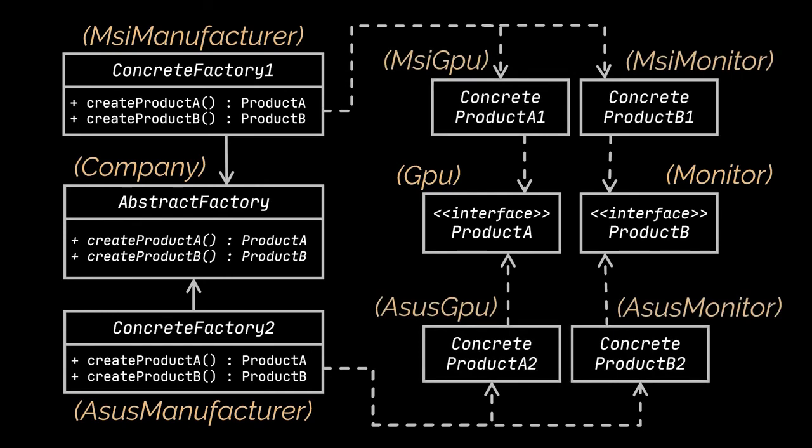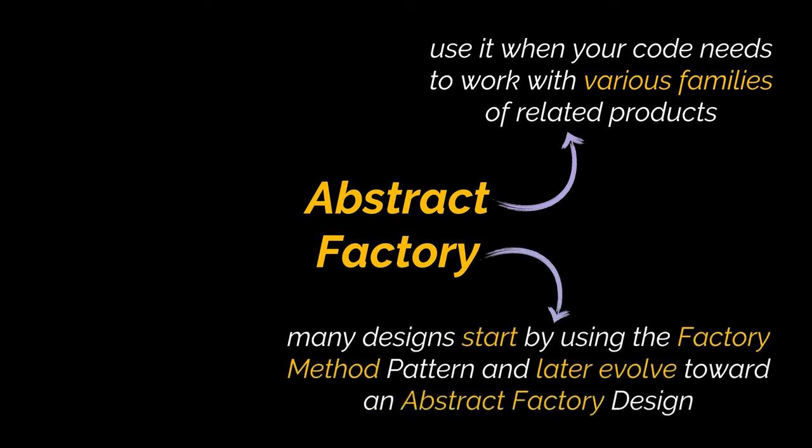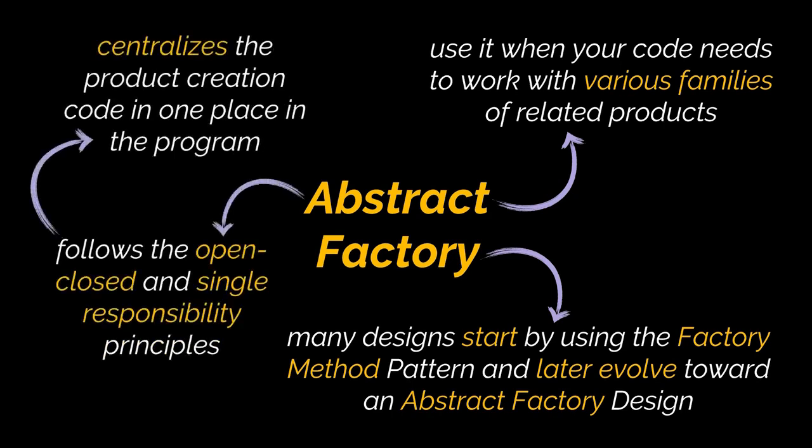So to recap, you should use the abstract factory pattern when your code needs to work with various families of related products, but you don't want it to depend on the concrete classes of those products, though they might be known beforehand, and that's why many designs start by using the factory method pattern as it is less complicated and more customizable via subclasses, and later evolve toward an abstract factory design. By using this pattern, you will be following and applying the open-closed principle and the single responsibility principle as you are centralizing the product creation code in one place in the program.